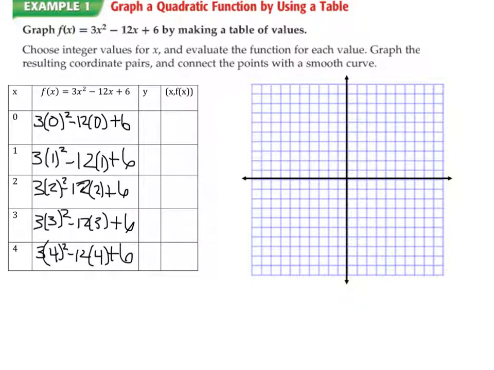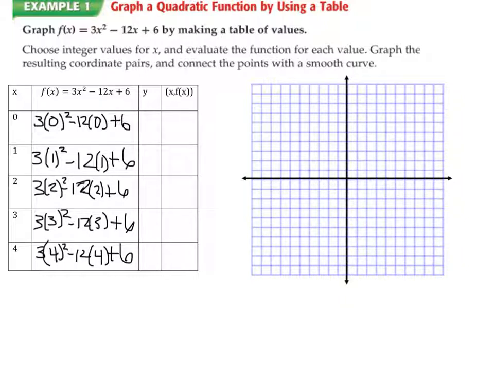Looking at example 1, we're going to graph a quadratic function by using a table. We'll be graphing f of x equals 3x squared minus 12x plus 6. Now, the integer values have already been given to us for the x value, so all we have to do is figure out the y values and figure out which points we're going to be graphing.